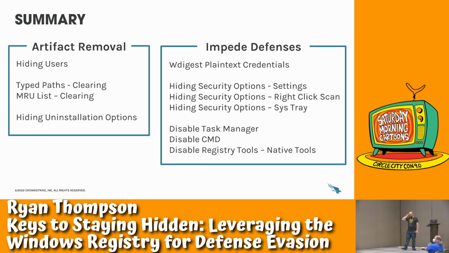Well, first we need to reevaluate what we've looked at today. On the artifact removal side, we've hid users, we've cleared some forensics pieces, and we've hidden uninstall options. And so those are all viable ways to hide those artifacts and make that activity a little bit less noticeable. We then went over and we impeded some defenses, right? We enabled wdigest clear text password storage or caching, I think is what they call it. We've hid some security options and we've disabled some admin tools. So all in all, not a bad day. What do we as defenders do about this?